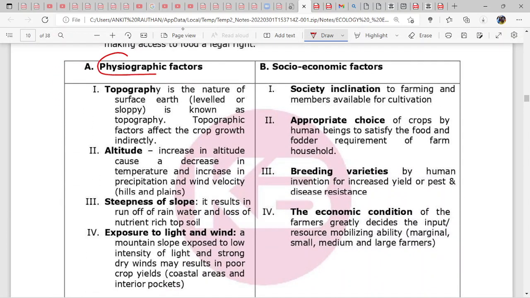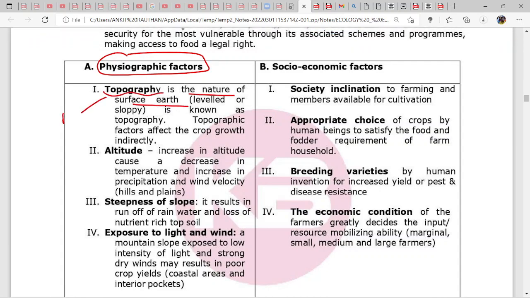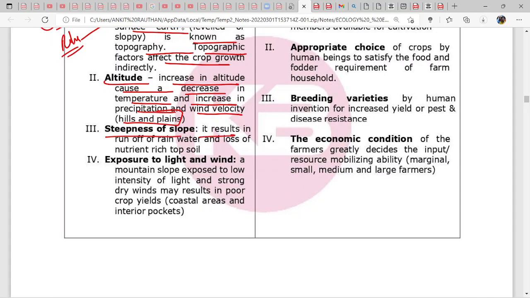So here it is given physiological factors. Topography is the nature of the surface of the earth, that is, relief can come under it. It was under climate. Increase in altitude causes a decrease in temperature, and an increase in precipitation and wind velocity. It results in runoff and steepness of slope. We have studied this.